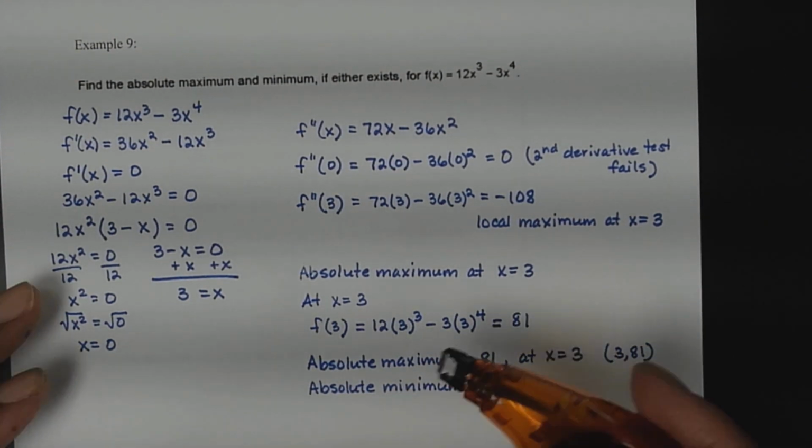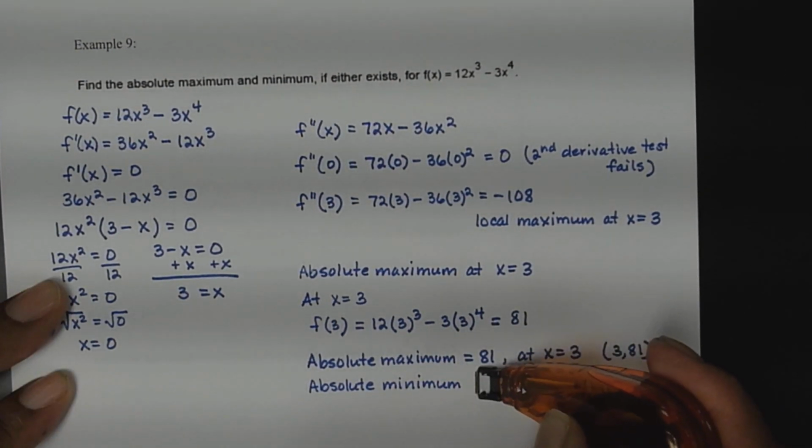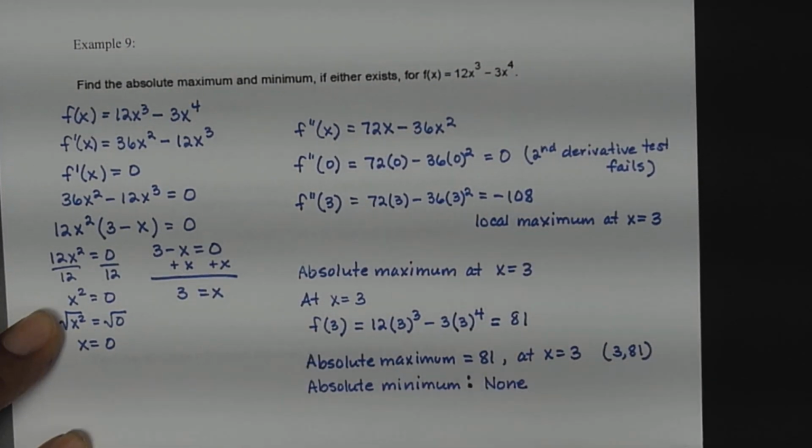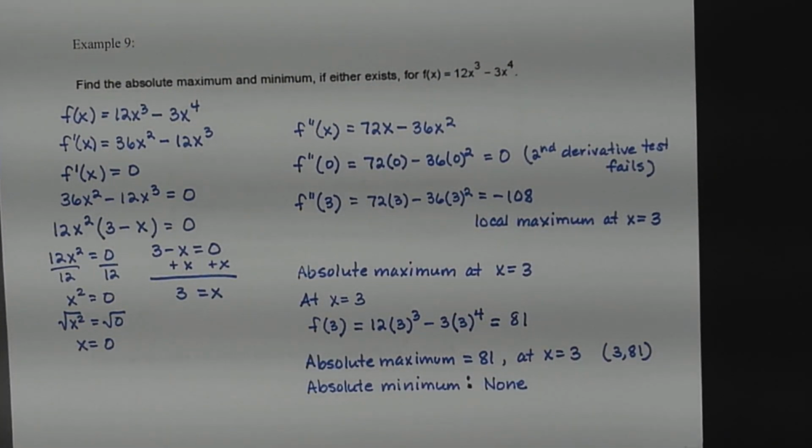So in this case here, there is no absolute minimum. But there is an absolute maximum, and that's at 81. It occurs when x is equal to 3.